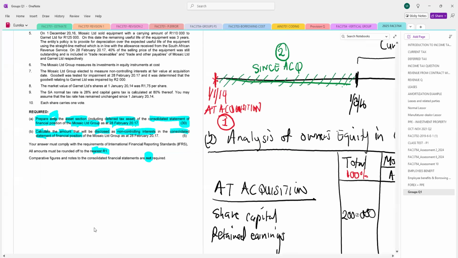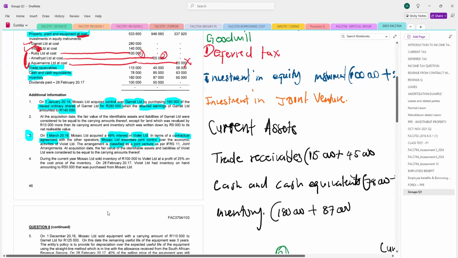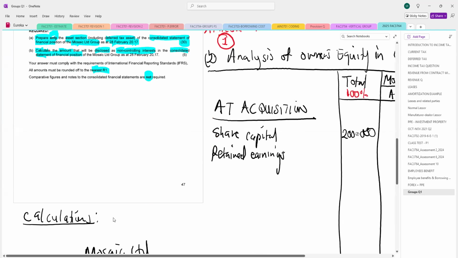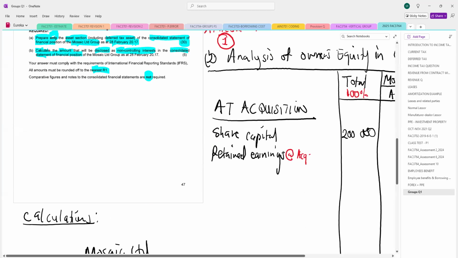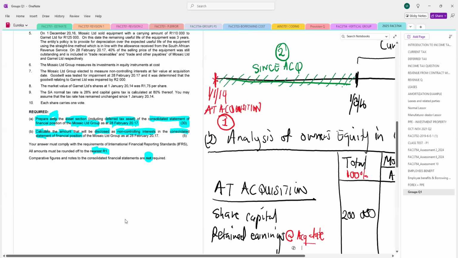Then we have retained earnings. Retained earnings, guys, please take note, at acquisition date. Not at the beginning of this year, not at any other date. They can give you different retained earnings with different dates. The one you want is at acquisition date. So if I go back to my timeline, my acquisition date is what? 1st January 2014. That's the retained earnings I'm looking for, nothing but this date. If I'm given any other date, I have to work back to the acquisition date to get the retained earnings at that date.